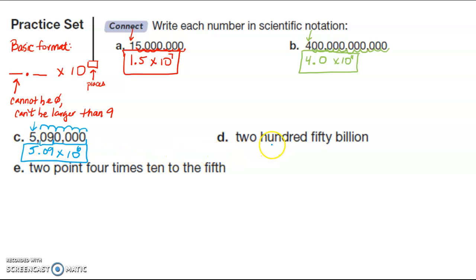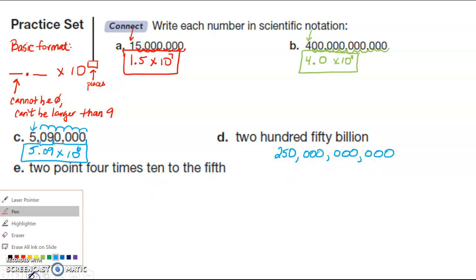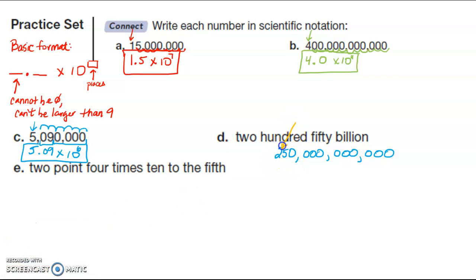Okay, 250 billion. I'm going to go ahead and write that out so I can count my places out. So that's 1,000, that's million, that's a billion. All right, let me change colors here. And I know I have to put my decimal point behind the first number that's not a 0, so it's going to be 2.5 times 10 to something. 1, 2, 3, 4, 5, 6, 7, 8, 9, 10, 11. That's my answer. That's scientific notation.